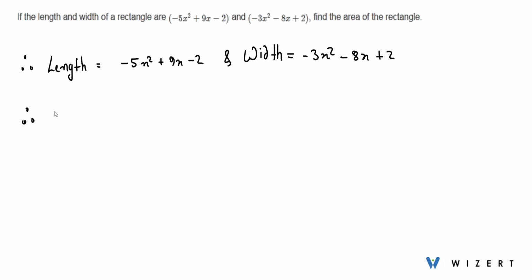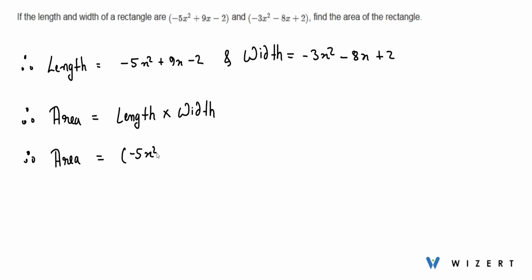Therefore, area will be equals length multiplied by width. So, area will be equals minus of 5x square plus 9x minus 2 multiplied by minus of 3x square minus of 8x plus 2, right? Now what we have to do is we have to multiply each of the terms present within the first pair of brackets individually with all the terms present within the second pair of brackets.